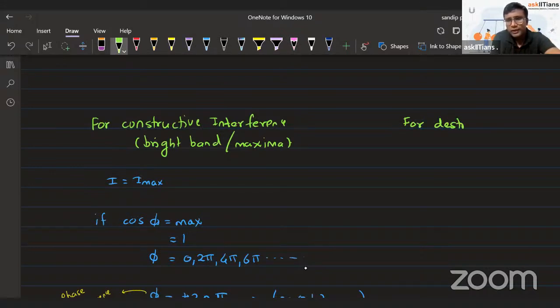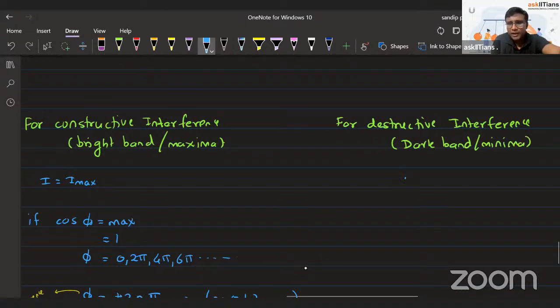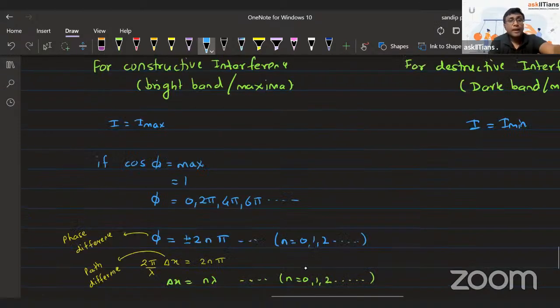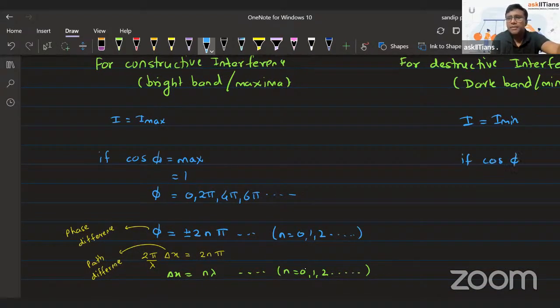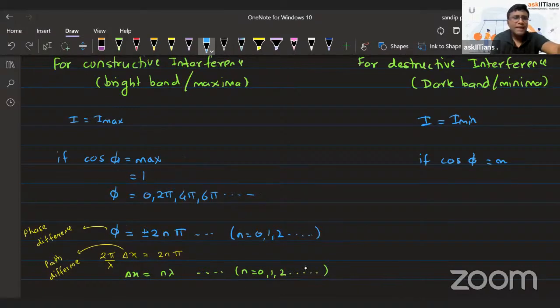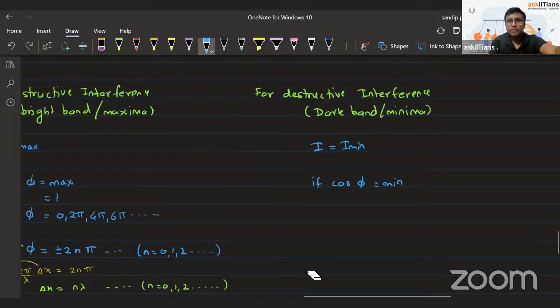Or destructive interference, that is a dark band or minima. In this case, what I can say is intensity must be minimum. So intensity will be minimum if cos phi's value is minimum. Okay. So what is the minimum value cos can take? It is equal to minus 1. Okay. So I can say it is minus 1.